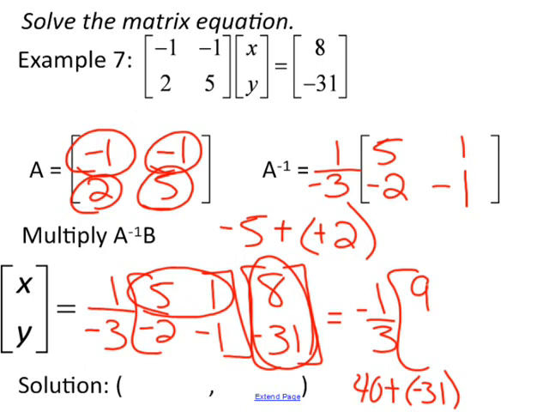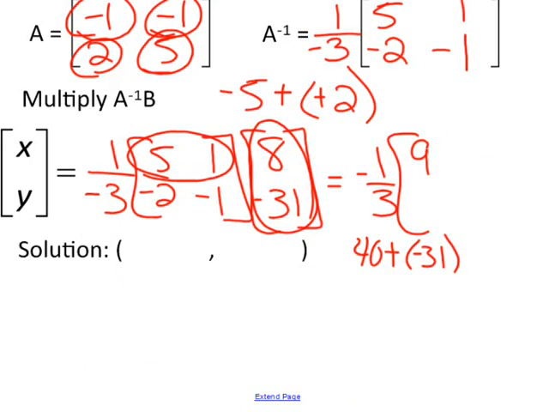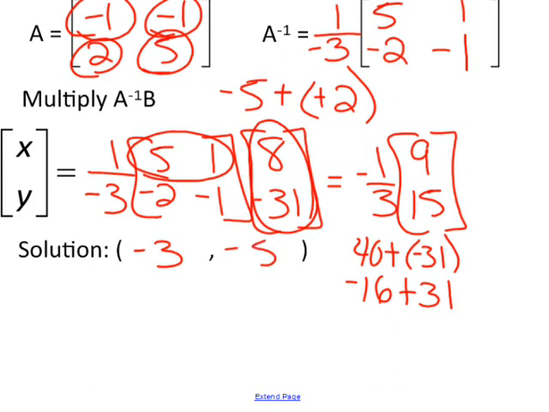Second row, I have -2 times 8. -1 times -31. And if I add those together, I get 15. I'm going to divide the 9 and the 15 by -3, gives me -3 and -5.